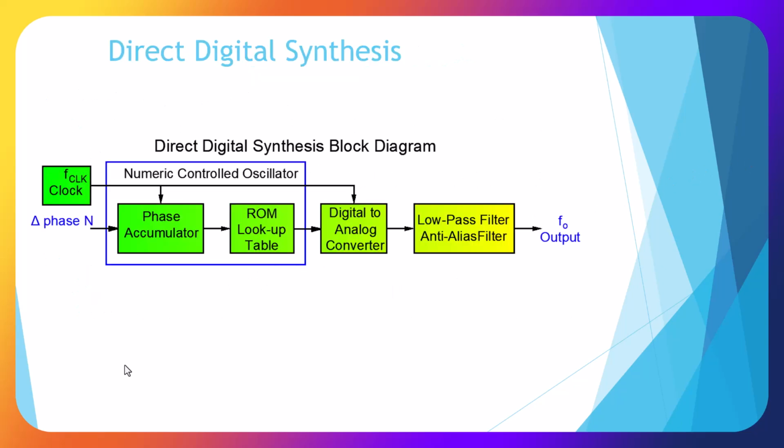Okay, here's a direct digital synthesis block diagram. We have our clock, and we have a numeric controlled oscillator, which includes a phase accumulator and a ROM lookup table, which has our sine wave information, goes out to a digital to analog converter, and then goes out to a low pass filter, anti-alias filter, and then we get our frequency out.